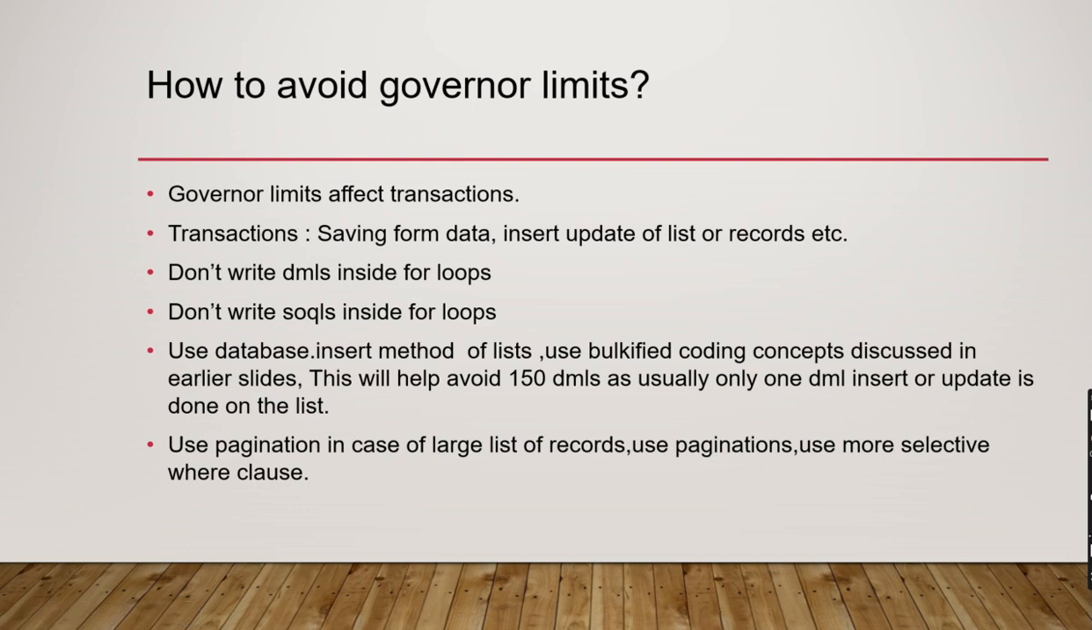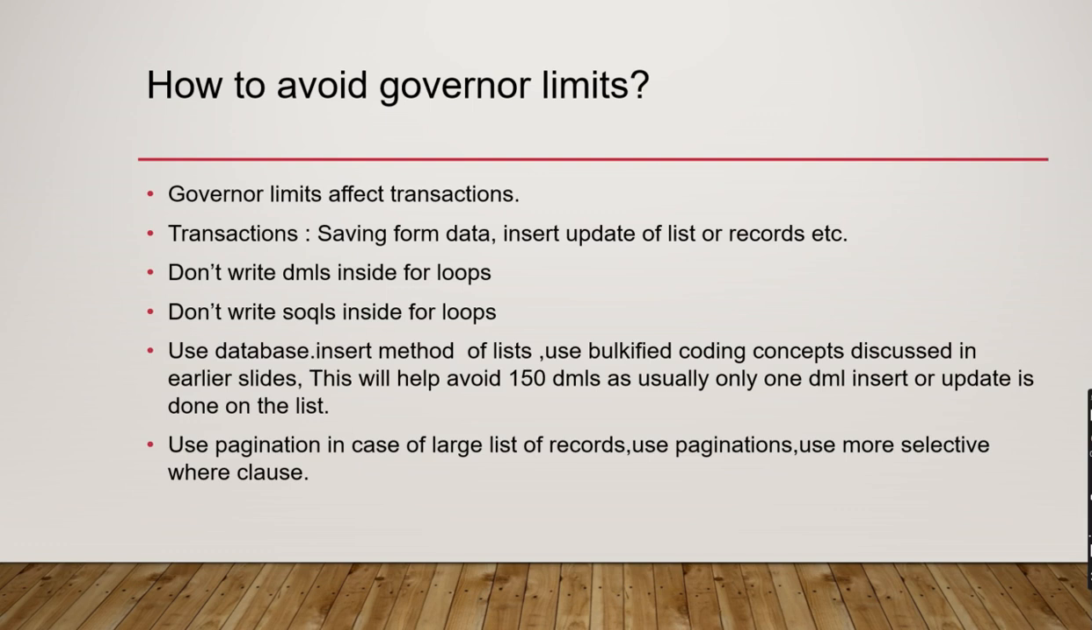Now how do you avoid governor limits? First, you have to write proper transactions. These usually affect transactions. I told you, when you save form data, or insert or update a list of records from anywhere, from your controller or somewhere else, then you have to be aware of these things. Do not write DMLs inside loops; there is a chance that it will hit the governor limit. Do not write SOQLs inside the loop either; there is a chance that it will hit the governor limit.